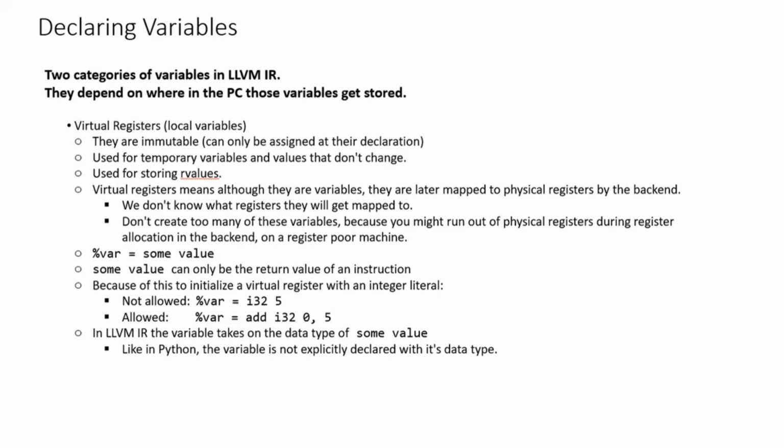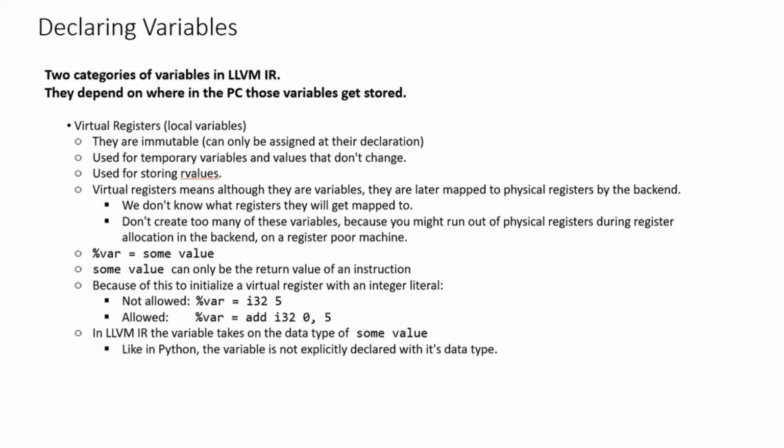Virtual registers means that although they are variables, they are later mapped to physical registers by the backend, and we don't know what registers they will get mapped to. So an interesting point is that you shouldn't create too many of these variables, because you might run out of physical registers during register allocation at the backend on a register poor machine.